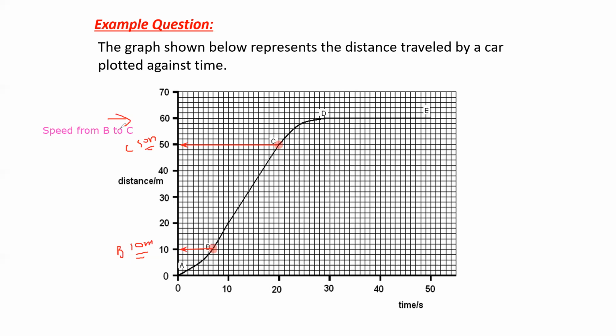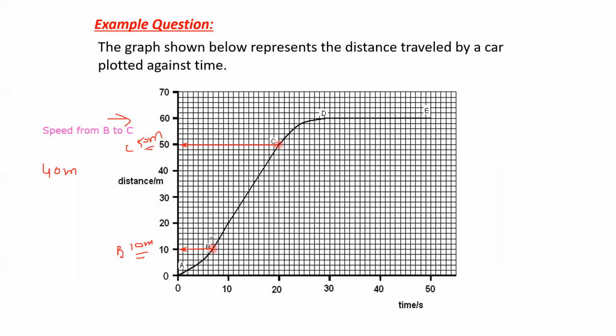When the car is at point B, it covered 10 meters. When the car is at point C, it covered 50 meters. So what is the distance traveled? First, what is the distance traveled by the car? So the distance is equal to 40 meters. Is it clear till now? The distance traveled by this car?